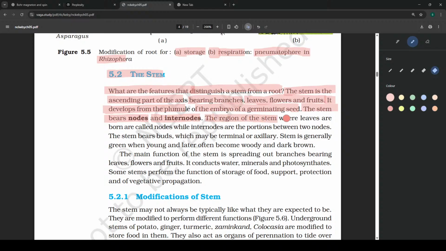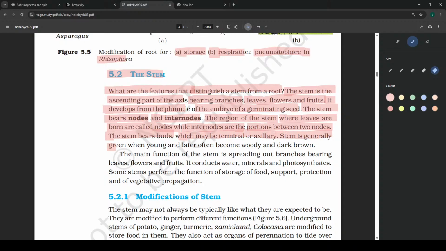The region of the stem where leaves are borne is called nodes, while internodes are the portions between two nodes. If there is a plant, there are two regions in the stem, nodes and internodes. The nodes are the places where branches, leaves, and flowers or axillary buds arise, but the region between two nodes which doesn't bear such things is called internodes. The stem bears buds which may be terminal or axillary.